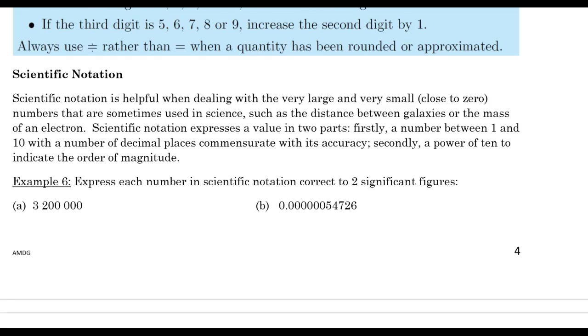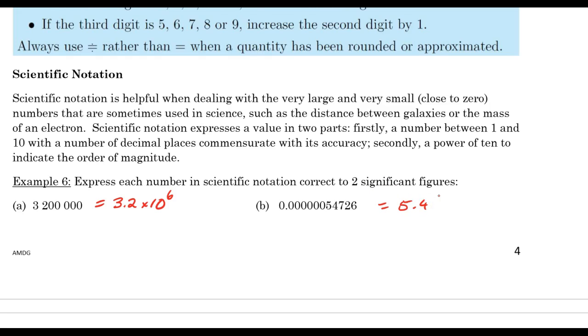This is 3,200,000, which is a little bit of a mouthful. Certainly more compact to express that as 3.2 times 10 to the power of, how many times have I got to move the decimal place? 6. So 3.2 times 10 to the power of 6. You can see we've got a number between 1 and 10 multiplied by a power of 10.